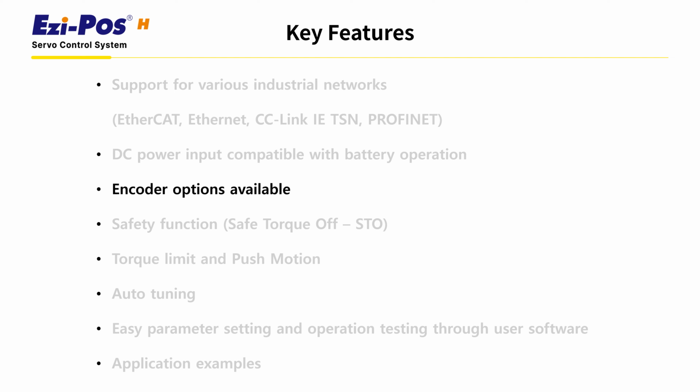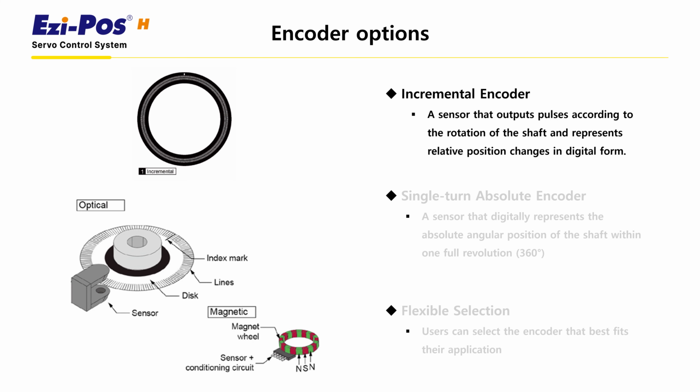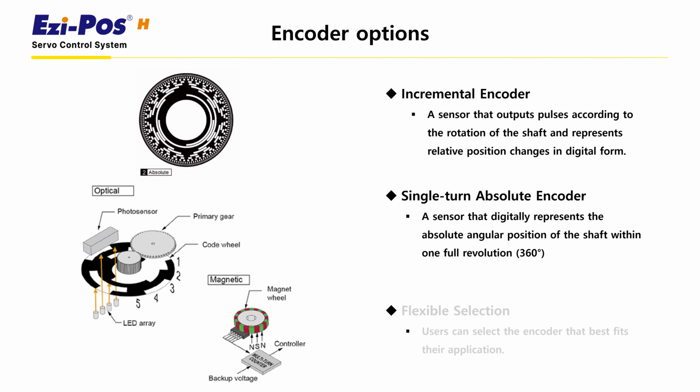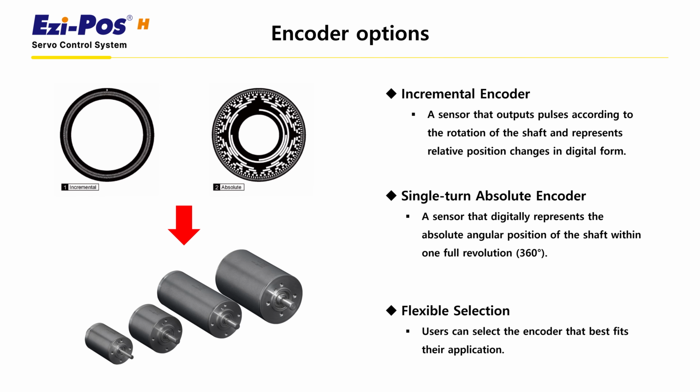Ezi-POS H allows encoder selection. An incremental encoder outputs pulse signals representing rotation, expressing relative position changes digitally. A single-turn absolute encoder digitally represents the absolute position within one full rotation. Ezi-POS H allows users to select the encoder type according to their application, making it adaptable to various environments.